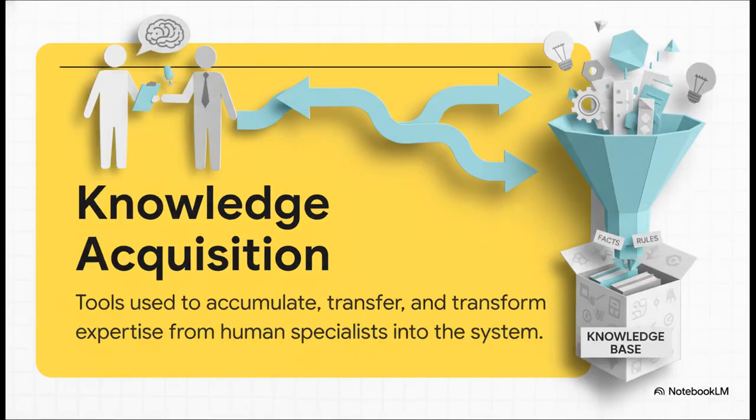And last but not least, number 6, the knowledge acquisition subsystem. So how does all this brilliant expertise get from a human's head into the computer? Well, this is how. It's a set of tools that a person called a knowledge engineer uses to basically interview human specialists, pull out their knowledge, and translate it into the facts and rules the knowledge base can understand.